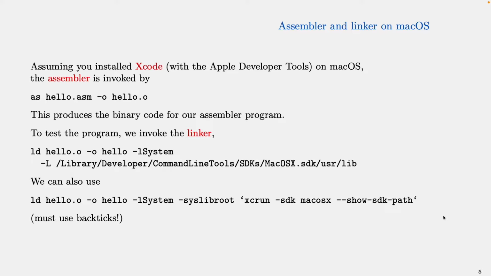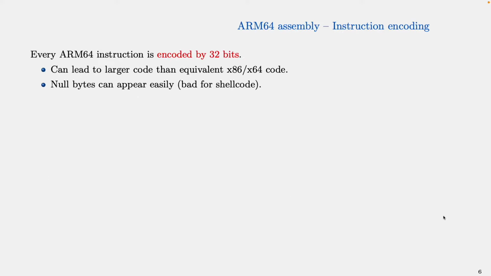Okay, so now let's look at ARM64 assembly. As I mentioned before, every ARM64 instruction is encoded by 32 bits. And this can lead to larger code than equivalent x64 code would be. From the shellcoder's point of view, this is also a bit unfortunate because null bytes can appear quite easily in these 32-bit fixed length instructions.